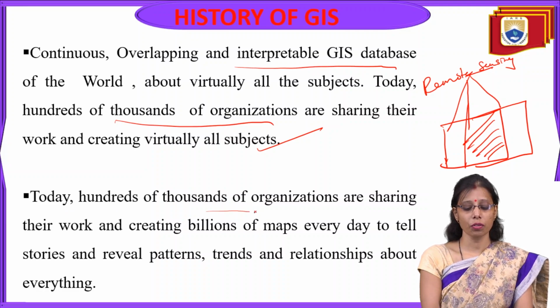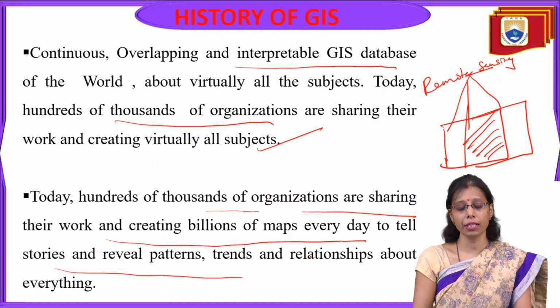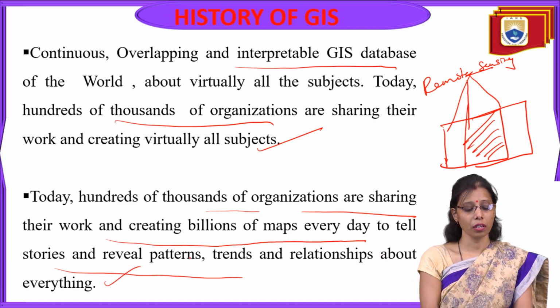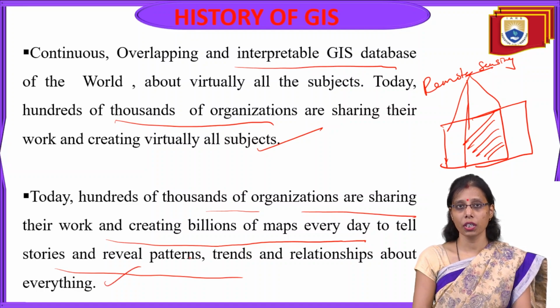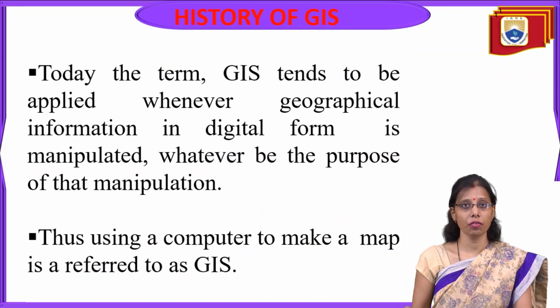So today hundreds of thousands of organizations are sharing their work and creating millions of maps every day to tell stories and reveal patterns, trends, relationships about everything. So GIS is so helpful, like we can convert all the digital information to a vector GIS process, so that with the help of point, line and polygon, we can create billions of maps based on our requirement and our creation. So all the world can share their information based on this map creation with the vector GIS.